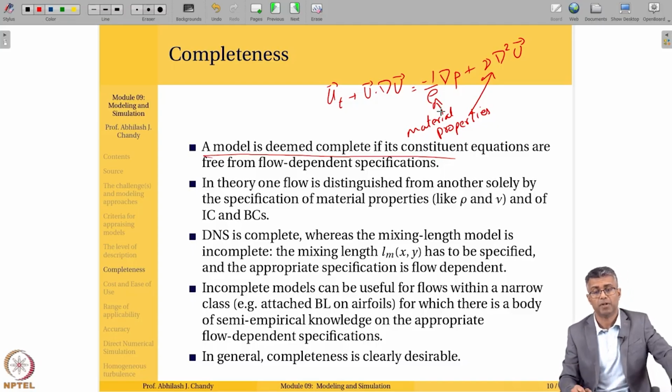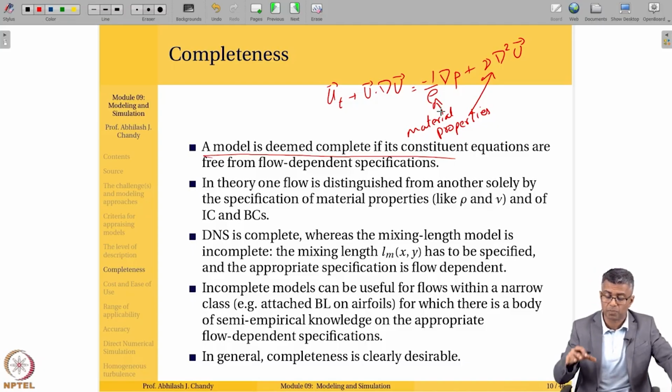Either way, it's incomplete. So in the case of airfoils, this mixing length model has been used, as I was saying earlier, for a lot of aerodynamic design in the past, decades ago. The specification of the mixing length used to come from aerodynamic measurements. So that mixing length will have to be specified, and then the model becomes complete with that supplemental information.